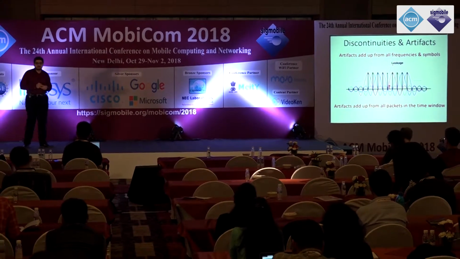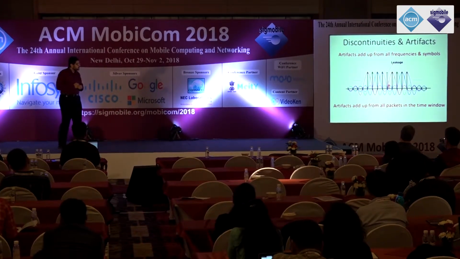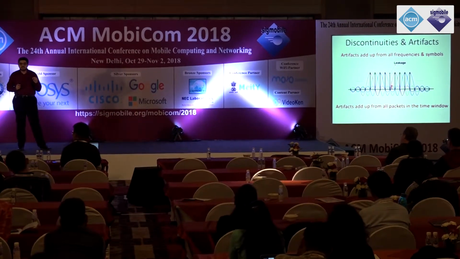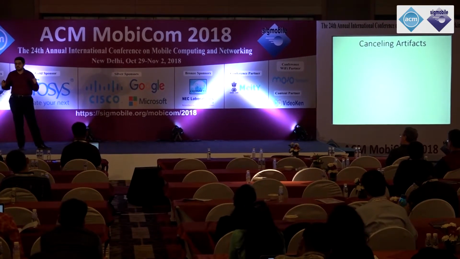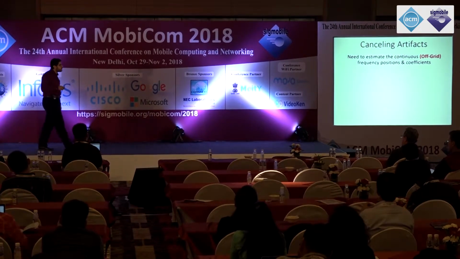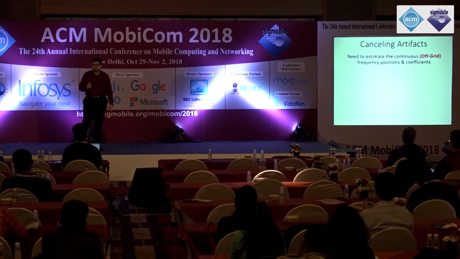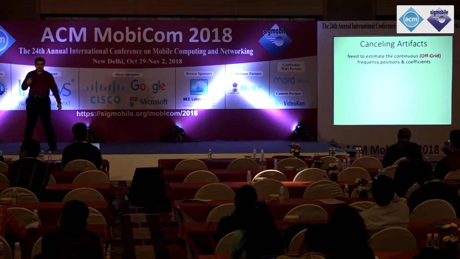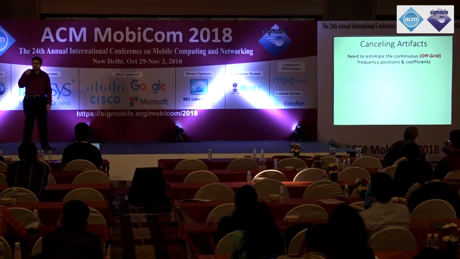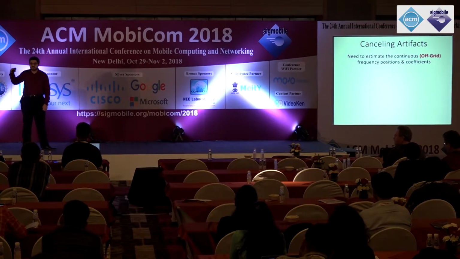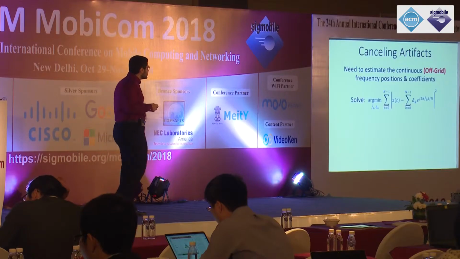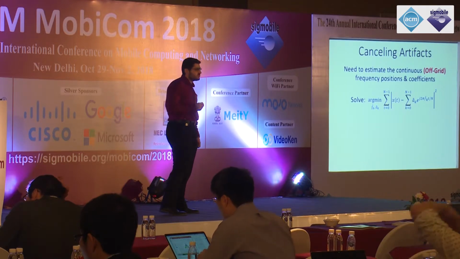So how can we cancel these artifacts? What we need to do is, for every frequency, estimate its position in the continuous Fourier domain. This is what we call off-grid estimation of frequencies. If we can estimate its off-grid position, we can model the sinc, model the artifacts, and subtract them out.